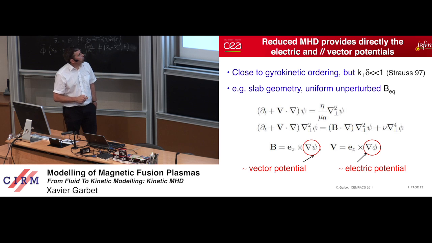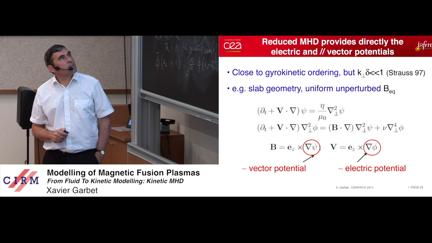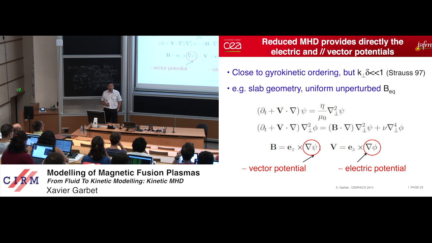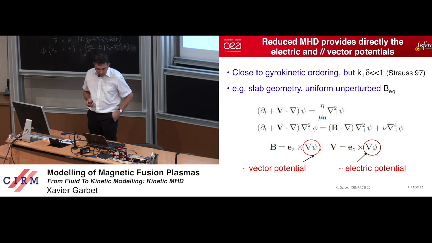And you do the same thing for the field, where psi would be related to the vector potential up to a normalizing factor. So in this very simple case, as you can see, you find these two equations, which are just equations of psi and phi, right? And then at each time step you have your psi, your phi, and you implement that in the gyrokinetic code for the dynamics of fast particles.